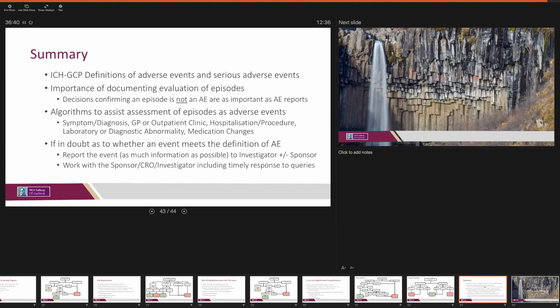In general, if there's any confusion about whether something is or is not an adverse event or a serious adverse event, the safest approach from a site perspective would be to report the event with as much information as is available to you to your local investigator, or to the sponsor, or to the chief investigator of the study, and work with the sponsor, the investigator, or any contract research organization that's involved in the delivery of the trial to respond to queries, to determine whether this is or is not an adverse event, and to determine how it should be reported appropriately.